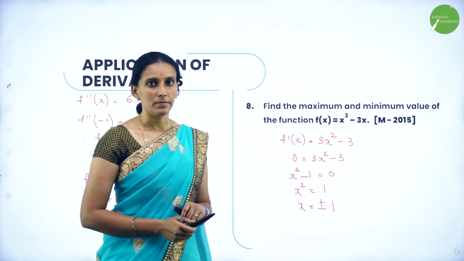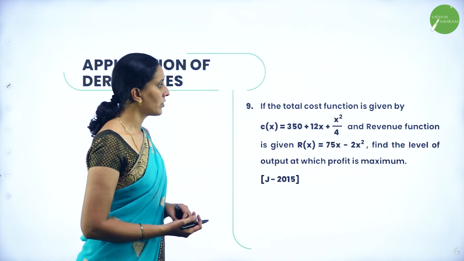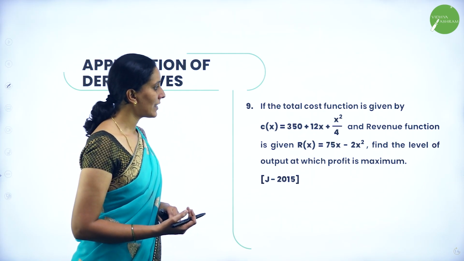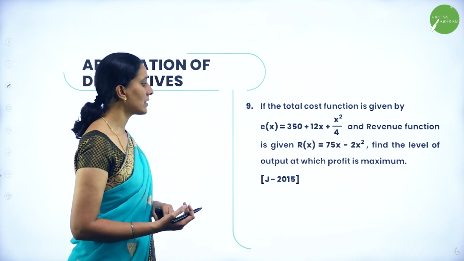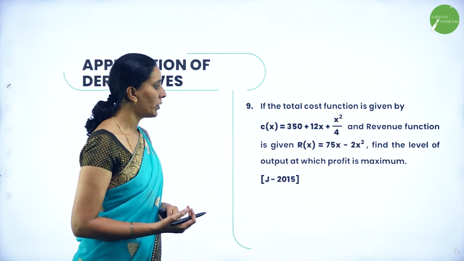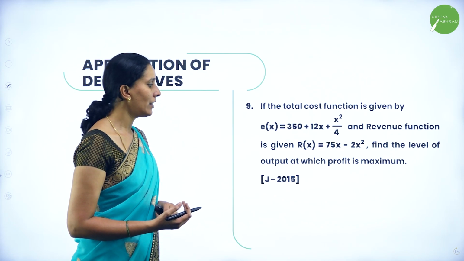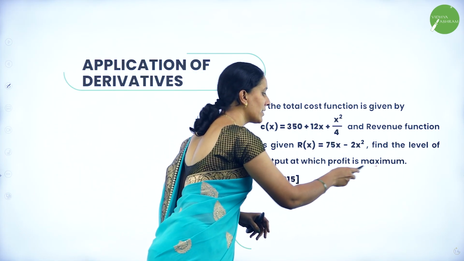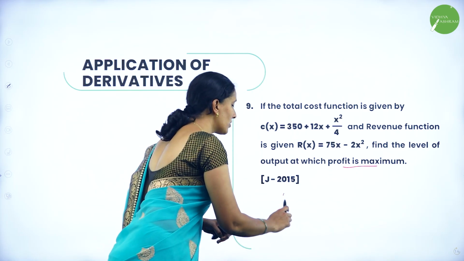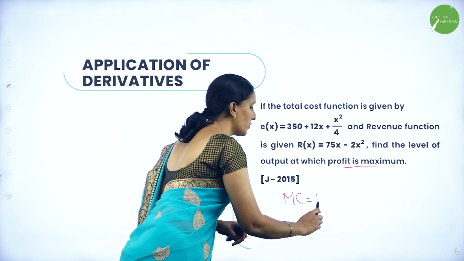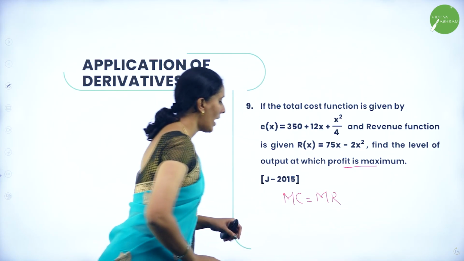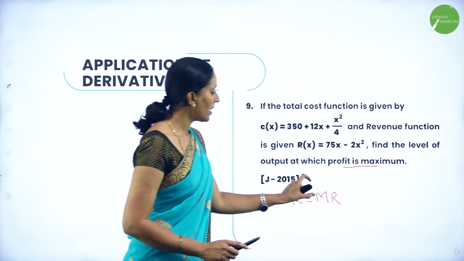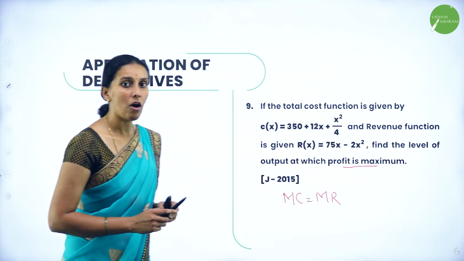function given. Next question. If the total cost function is given by C of x is equal to 350 plus 12x plus x square by 4 and revenue function is given by R of x is equal to 75x minus 2x square, find the level of output at which profit is maximum. Now profit maximization is possible whenever marginal cost will be equal to marginal revenue. And marginal cost will obtain by deriving C of x and marginal revenue will obtain by deriving R of x.